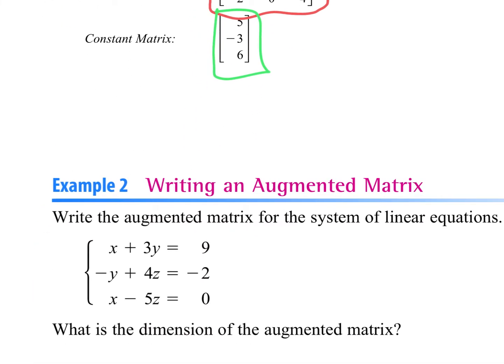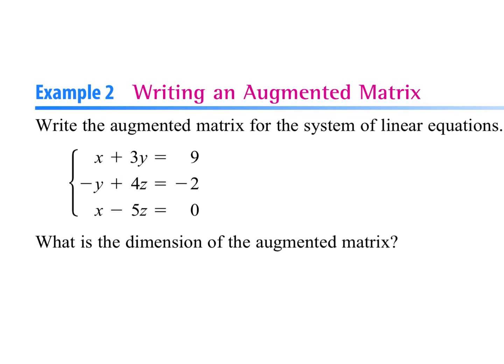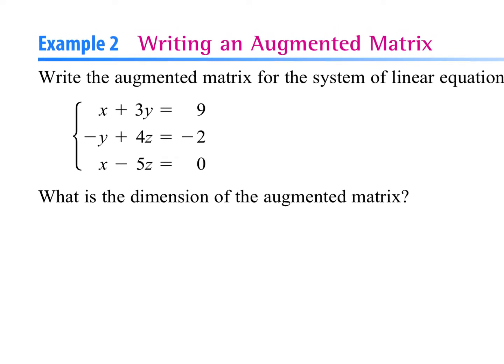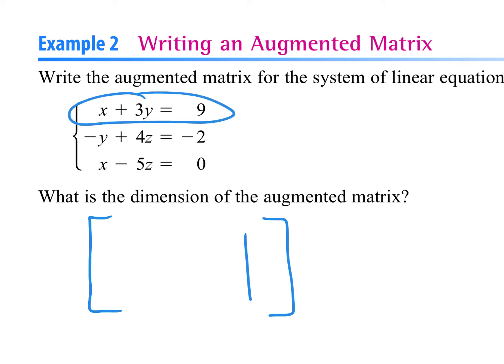All right, so looking at example 2, it says write the augmented matrix for the system of linear equations. So there's a couple different ways we can do this when writing our matrix. We can either take it column at a time, so we can write all of the x's in our first column, all the coefficients of the y's in the second, then all the coefficients of the z's, and then the numbers. Or we can take it 1 row at a time. So starting with the first equation, what's the coefficient for x? 1. What's the coefficient for y? 3. And what's the coefficient for z? None, so it would be 0. And then our constant's 9.